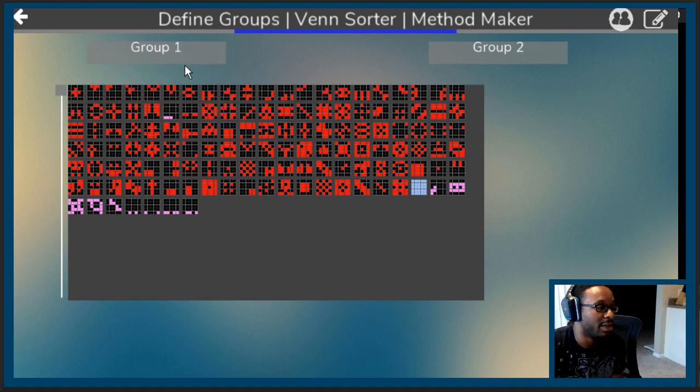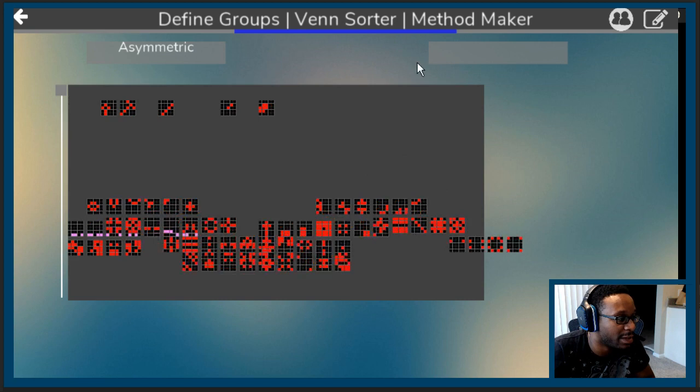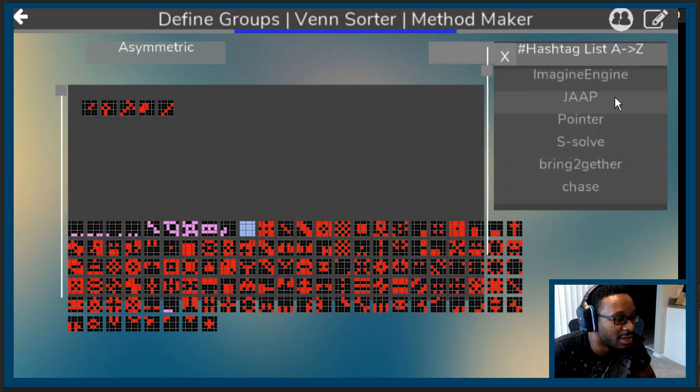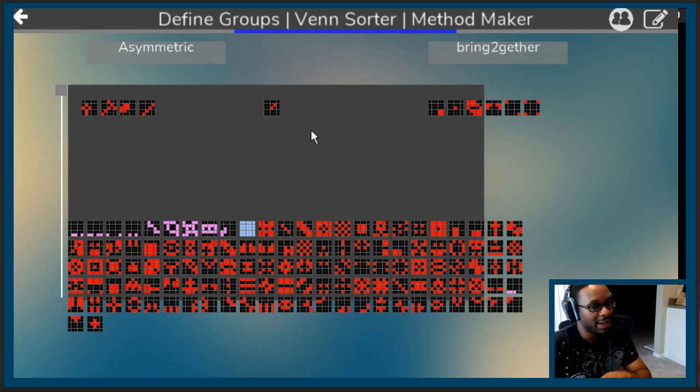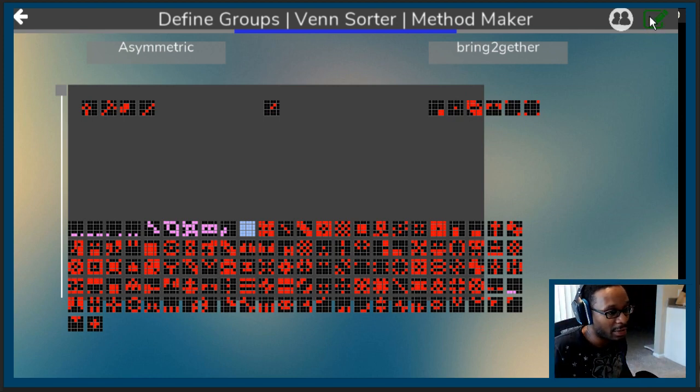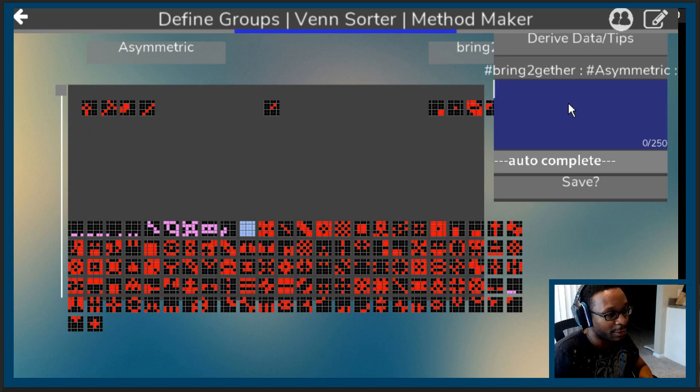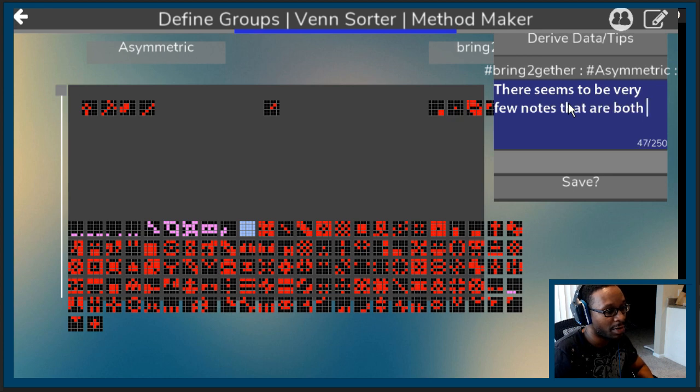And then here, you can compare some of your groups, right? Like, what's the difference between asymmetric puzzles and these bring together style puzzles? So, interesting. The bring together includes this right here. Asymmetric includes this, including the middle, and this middle is the one that's shared between both of them. You're like, oh, there's very few puzzles so far that seem to be both asymmetric and bring together, right? Now that's just a cursory level observation. I can make that note here, and it includes the hashtags for me, which is fun. There seem to be very few notes that are in both of these categories, because it's already in their categories. Keep that in mind.